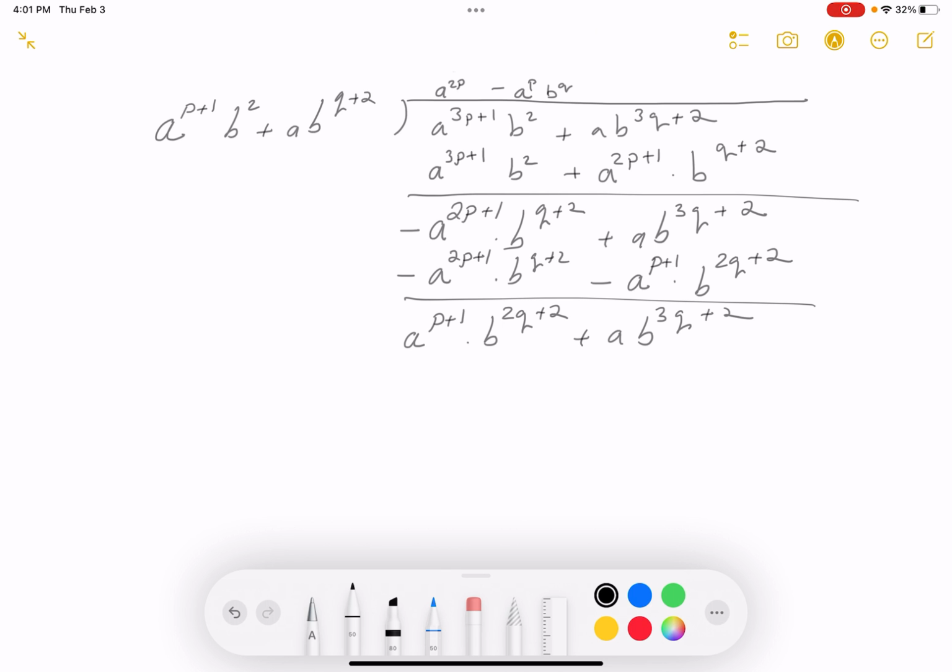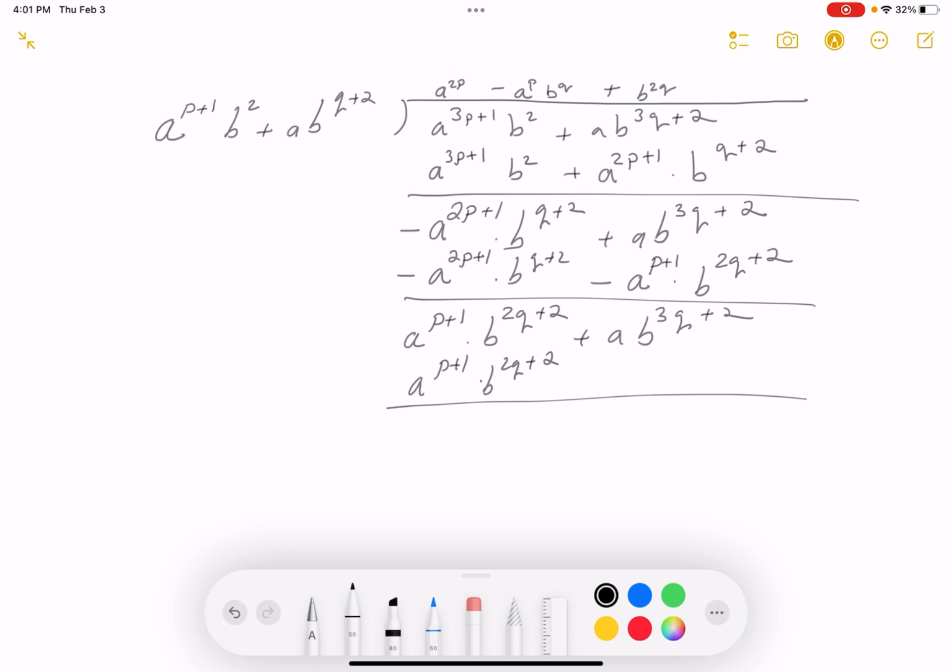Is this ever going to end? Who knows? We'll keep going. What's the next thing I'm going to look at? Well, it's plus. And plus what? Well, I got the a to the p plus 1. That's not a problem. But that b is really 2q, right? So I'll write that down. So it's going to be b to the 2q. Let me do that for you. What do you get? A to the p plus 1, and then you're going to get b to the 2q plus 2.